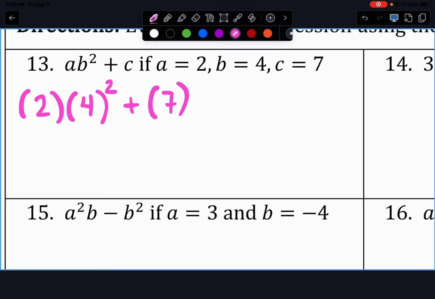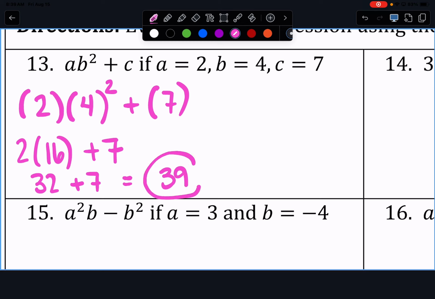Exponent first. So what is 4 squared? 16. So we're going to have 2 times 16 plus 7. What is 2 times 16? 32. Then we have 32 plus 7. What is 32 plus 7? 39. So that right there is our answer.